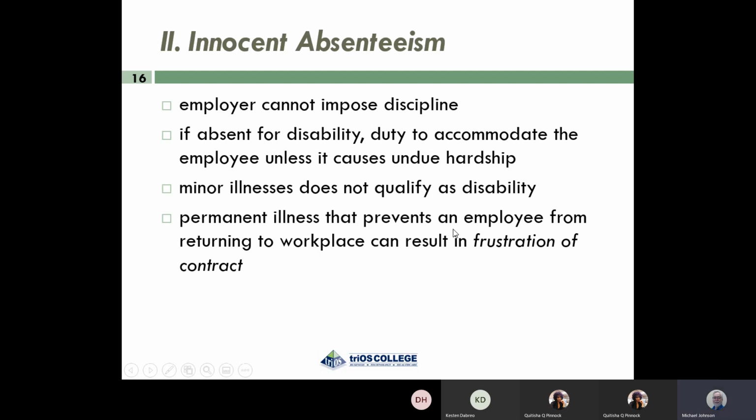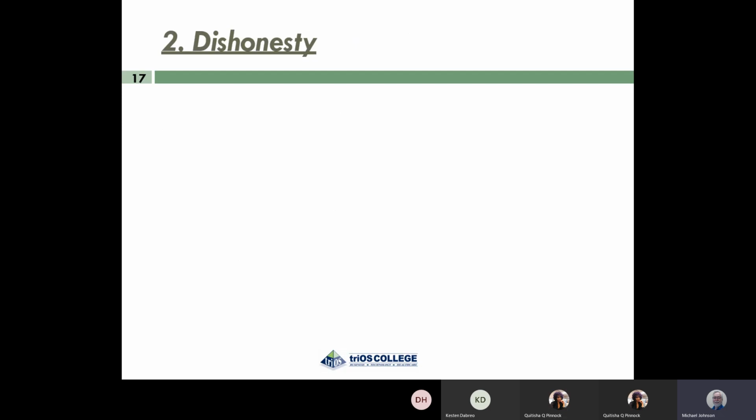And permanent illness that prevents the employee from returning to the workplace can result in frustration. We've talked about frustration of a contract, how important that really is. Keep in mind that neither party can live up to the expectations, and therefore it's just not possible to continue. So the contract would be invalidated.